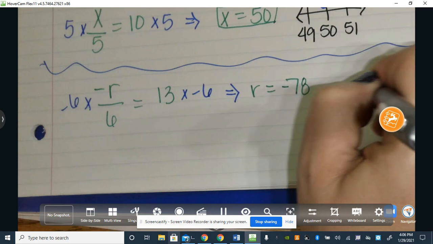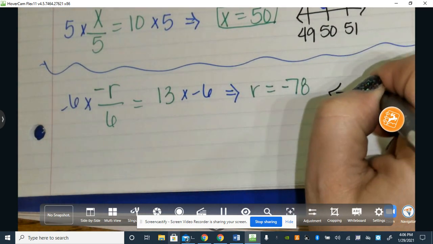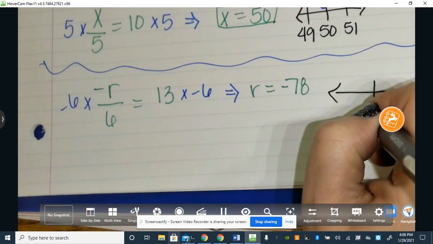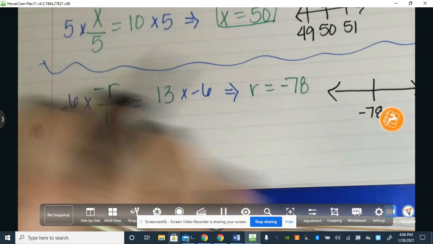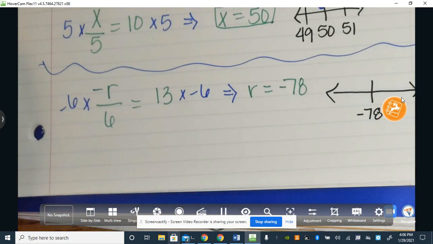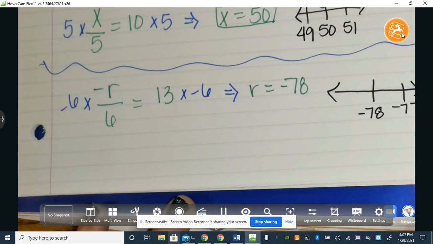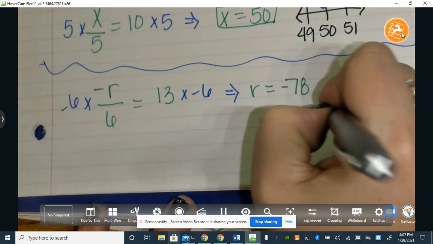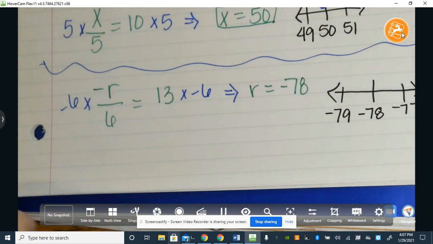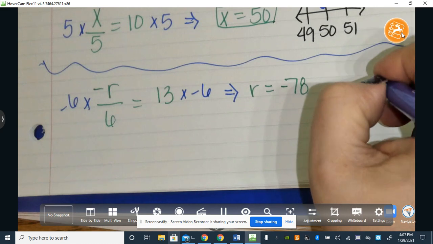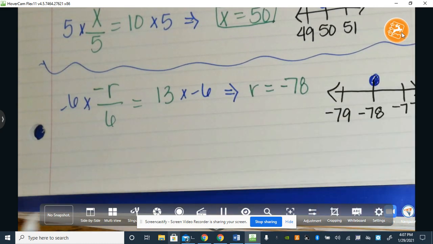Okay, I'm going to draw it on my number line. So again, negative 78. I always put the number in the middle. Hold on, let me move this up. I need a number to the right, which would be negative 77, and a number to the left, which would be negative 79. And I'm just going to place my dot there.